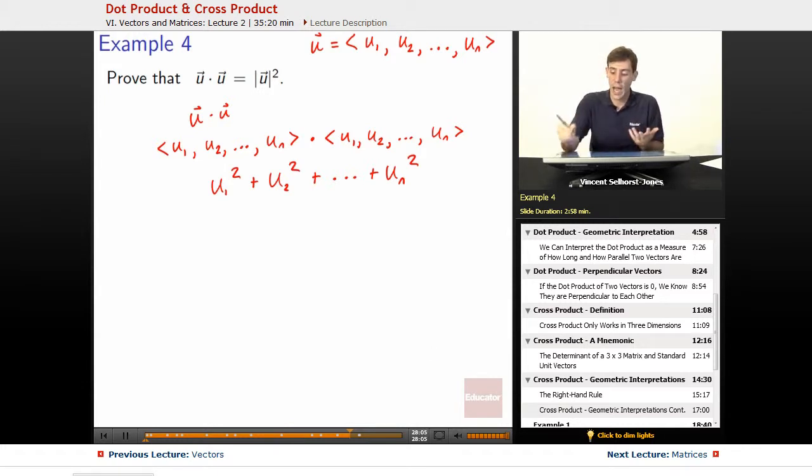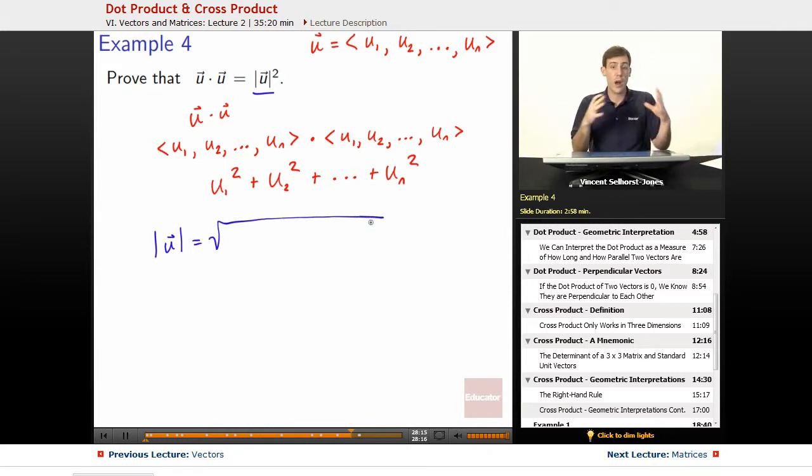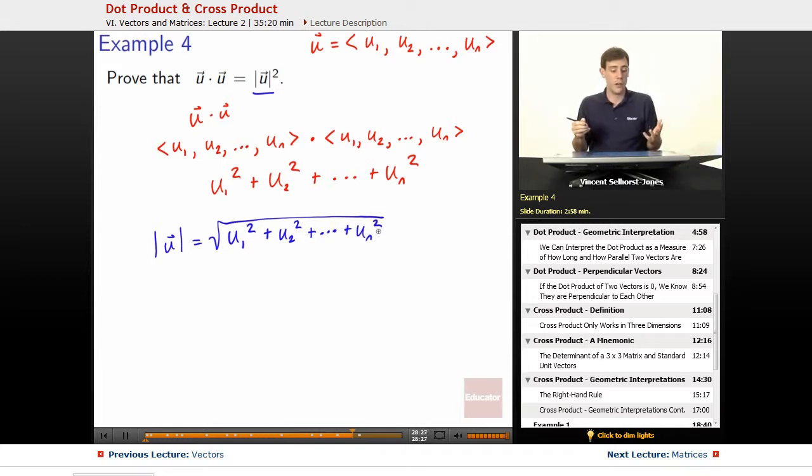So let's take a look at the magnitude of u squared. So first, what's the magnitude of u? Well, magnitude of any vector, remember, is each component squared, added together, underneath the square root. So it would be the first component squared plus the second component squared up until the final component squared, and all of that underneath the square root.